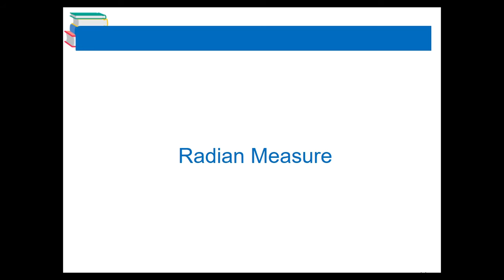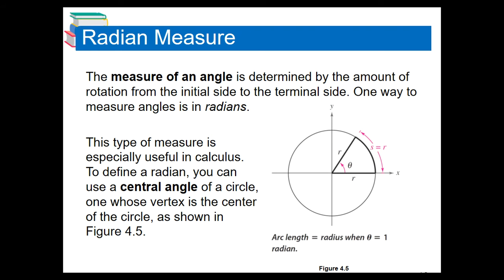All right. Now, like I said, we're very, very familiar with degree measurements. You may not have heard of radian measure, but it's just another way to measure an angle. Okay, and that's what we're going to get into now. The measure of an angle is determined by the amount of rotation from the initial side to the terminal side. One way to measure angles is in radians.